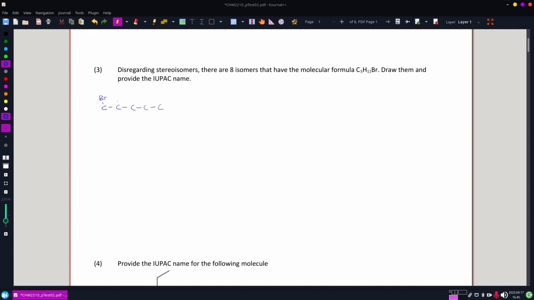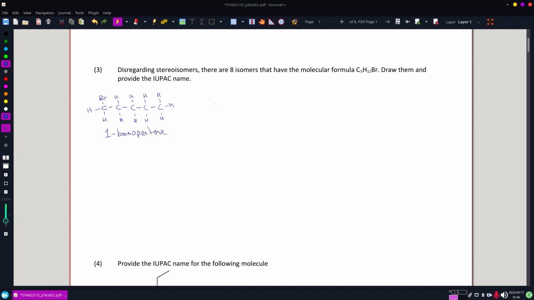That means I have those two hydrogens, those two hydrogens, those two hydrogens, those two hydrogens, and this one has three. That would be 11 hydrogens. So I don't have any double bonds or anything. This is just carbons and hydrogens and bromines behaving like normal. I want to come up with a name for that. I'm just going to call that 1-bromopentane.